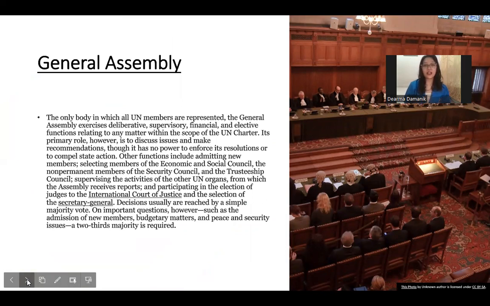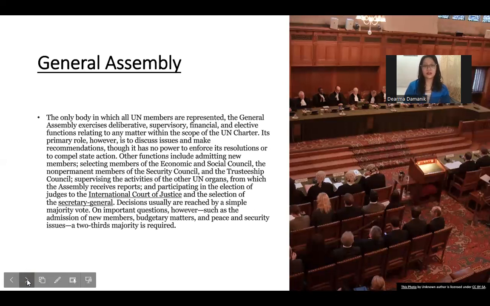Other functions include admitting new members, selecting members of the Economic and Social Council, the non-permanent members of the Security Council, and the Trusteeship Council, supervising the activities of the other UN organs from which the Assembly receives reports, and participating in the election of the judges to the International Court of Justice and the selection of the Secretary General.